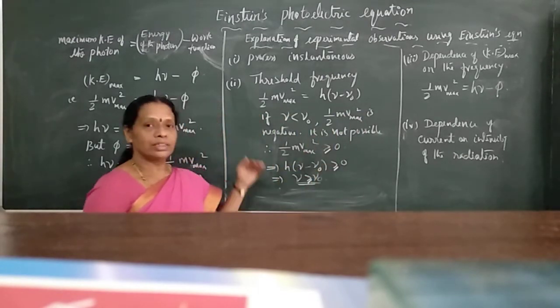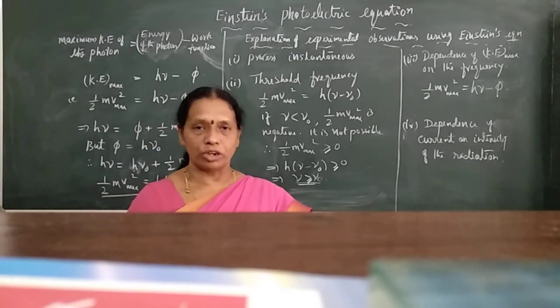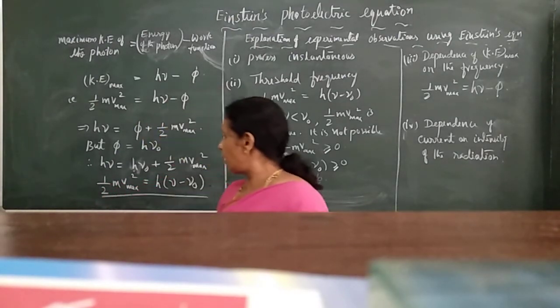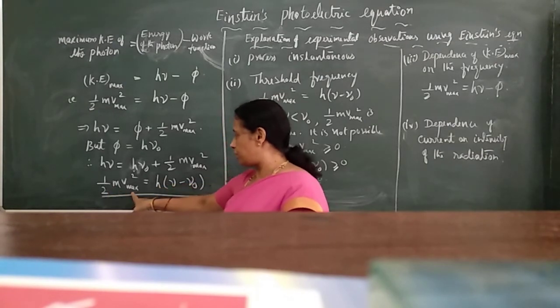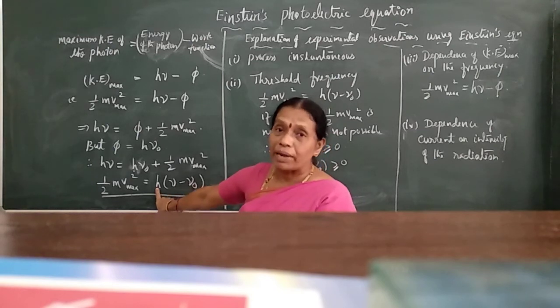This is the explanation given by Einstein to the experimentally observed facts using this equation. The equation is: kinetic energy maximum is equal to h into nu minus nu naught. What is h? It is Planck's constant.